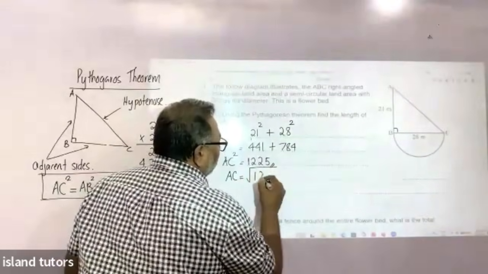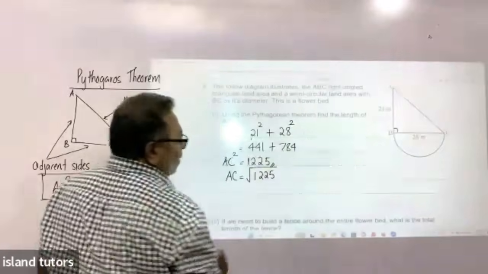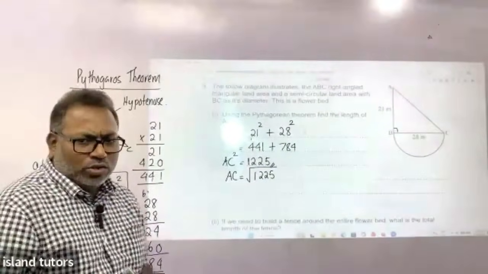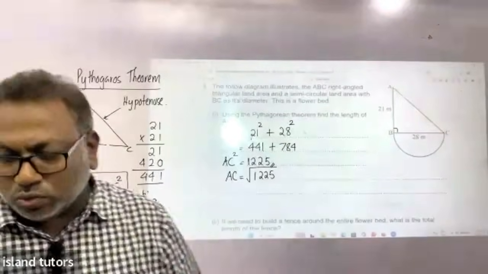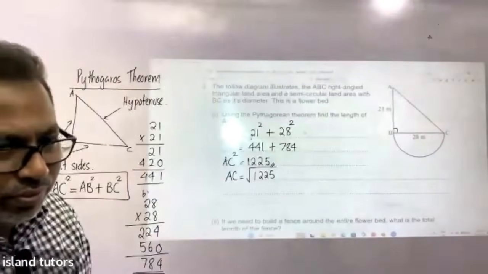You square root 1225. Right? Square root of 1225.